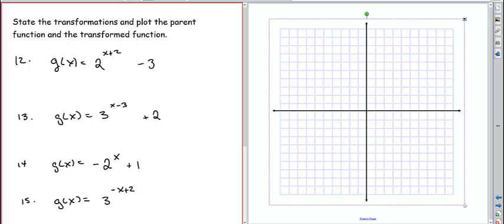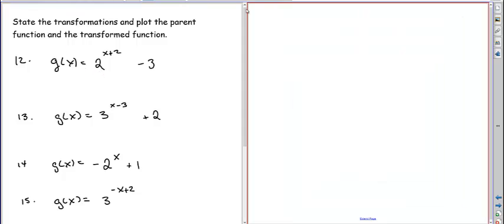Okay, so let's finish up these problems. These are all just different transformation problems, and what I'm asking you to do is to state the transformation, plot the parent function and the transformed function. So let's start with number 12.